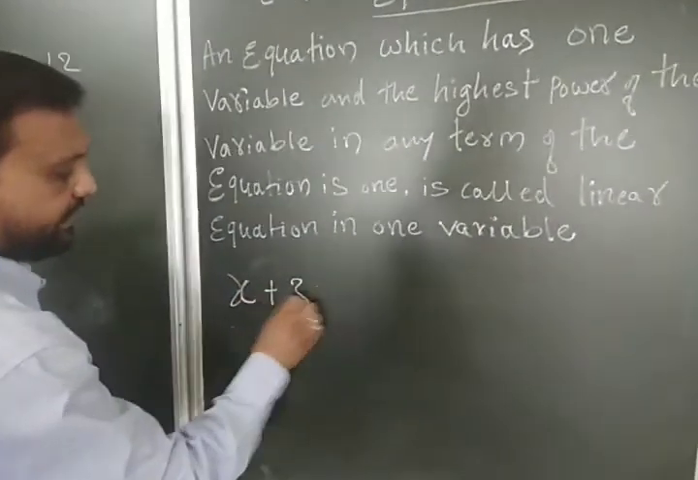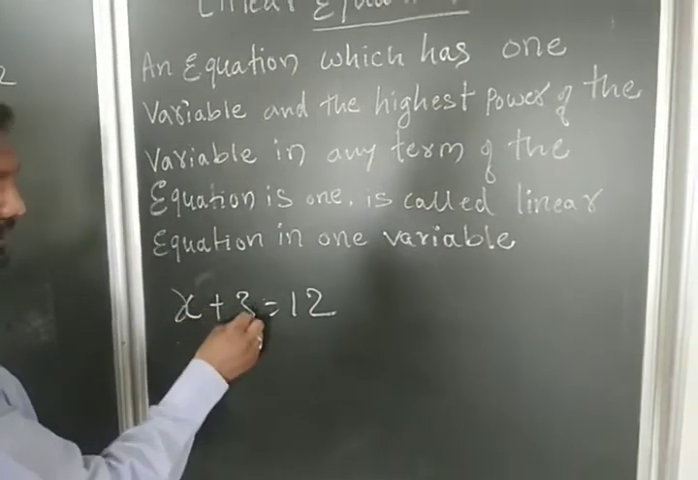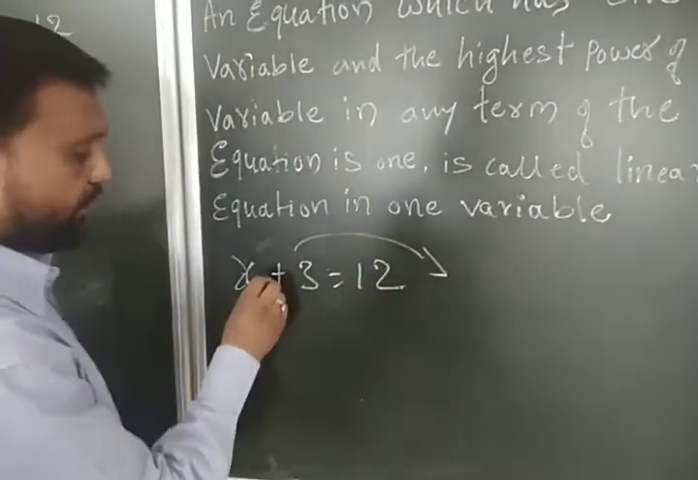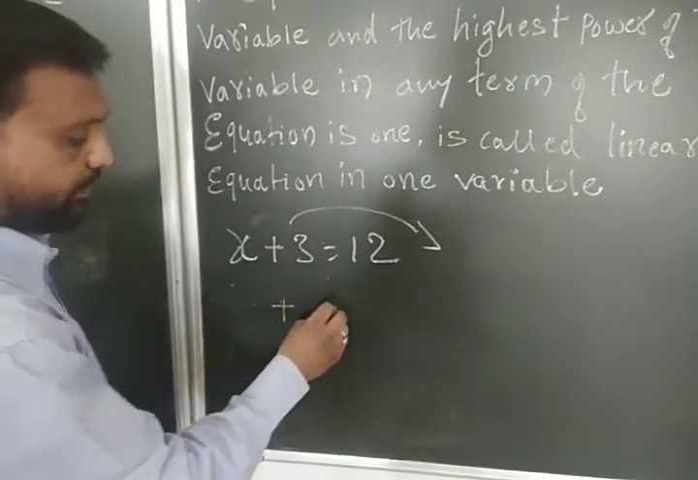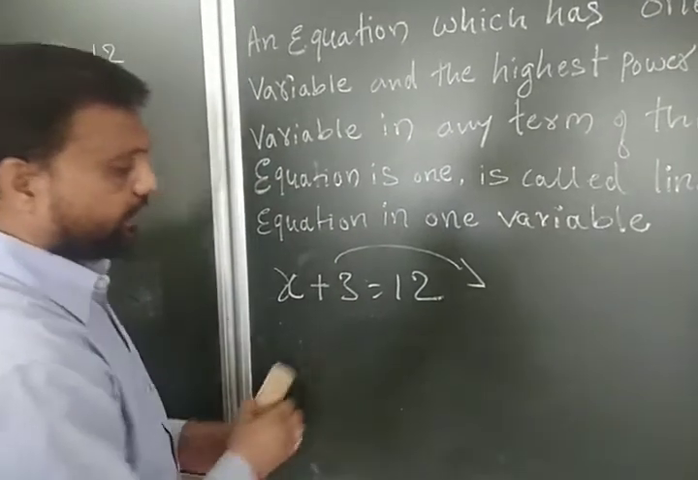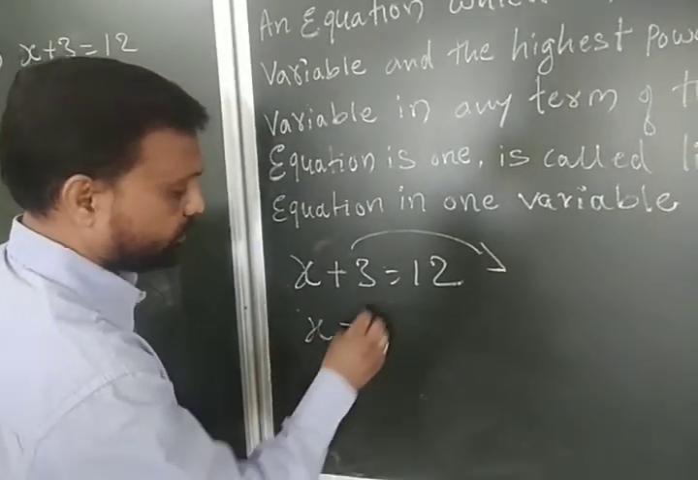x plus 3 is equal to 12. Again, with the variable plus 3, the 3 on the left hand side is going to the right hand side. It means when there is a plus sign, it becomes minus when it goes to the right hand side. x is equal to 12.